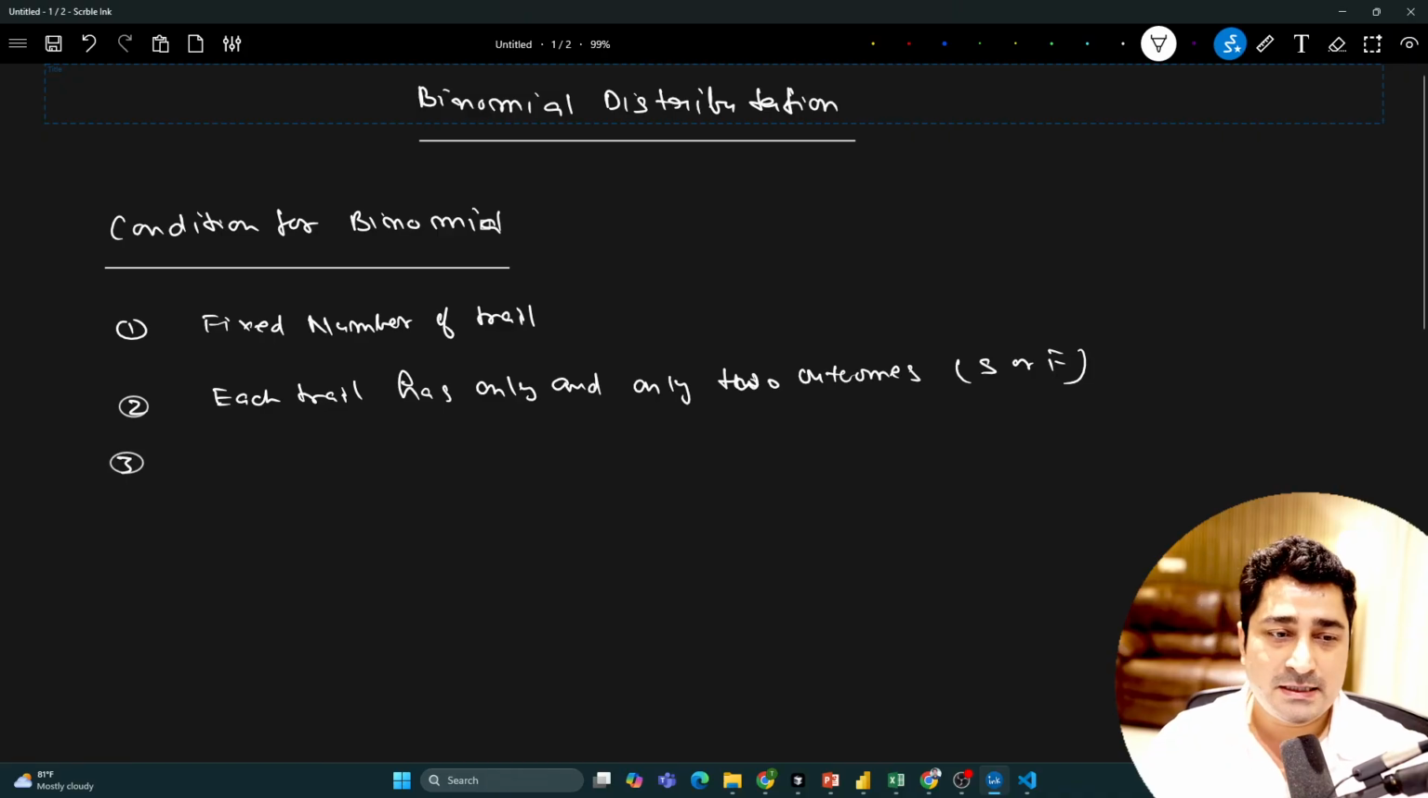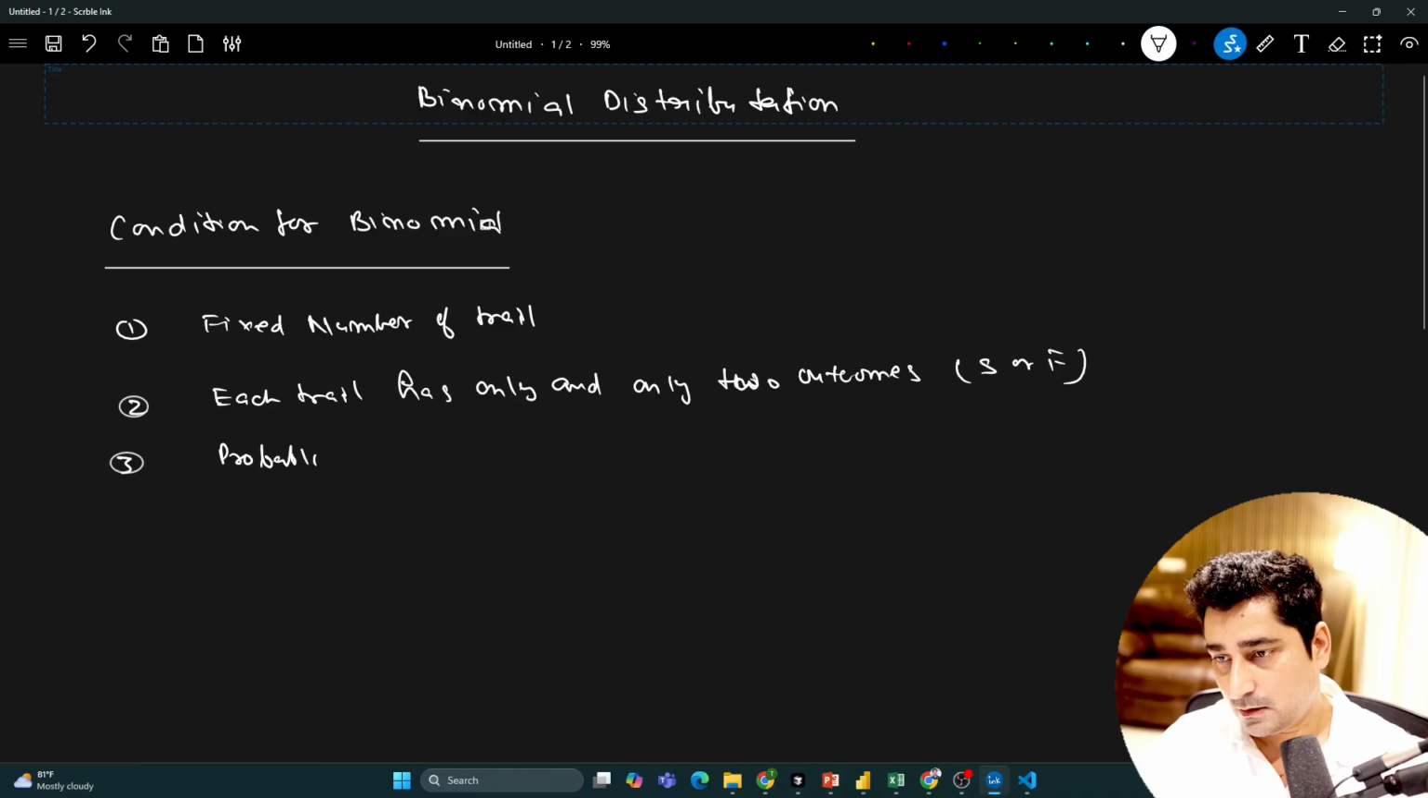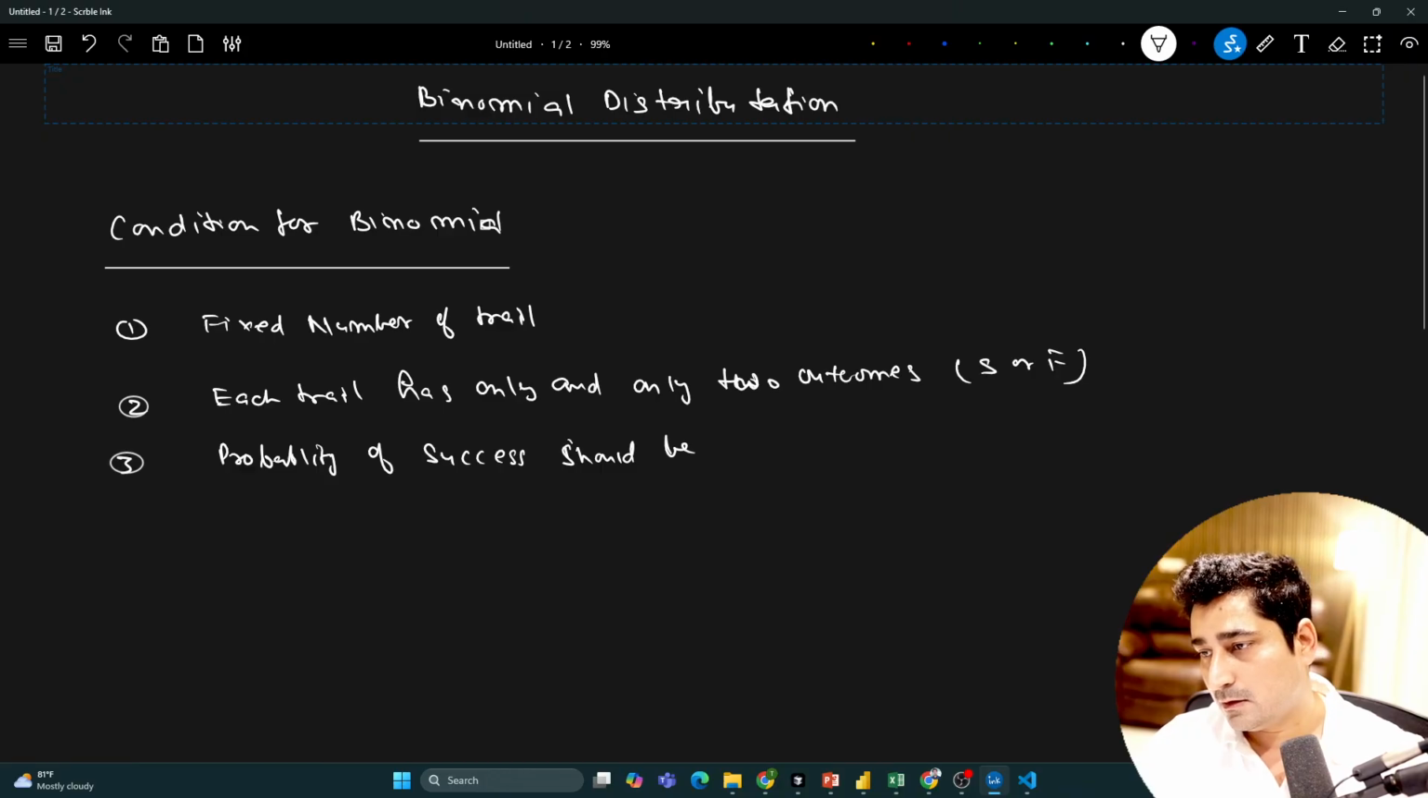Condition number 3 says that the probability of success should always be constant. And the fourth condition says that trials should be independent.